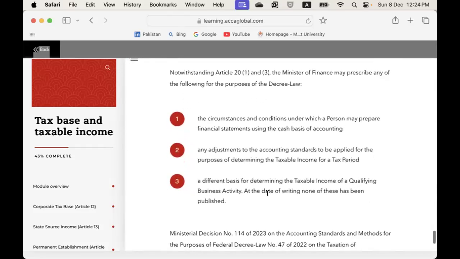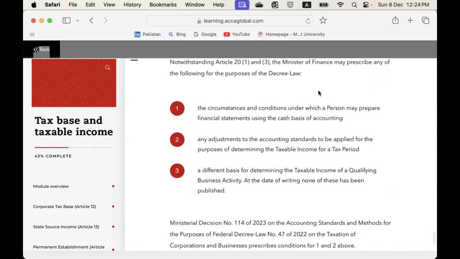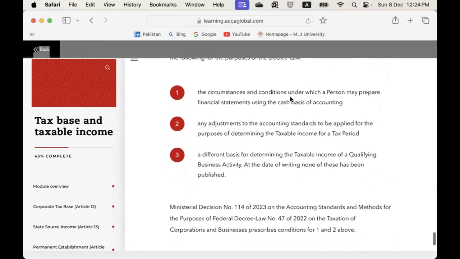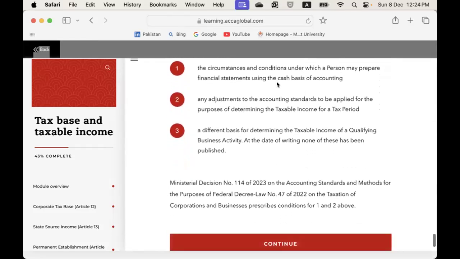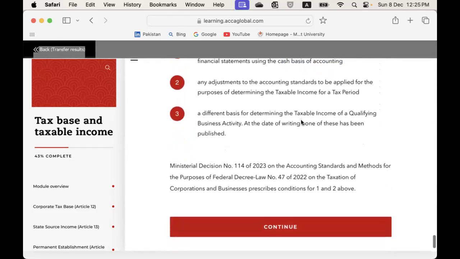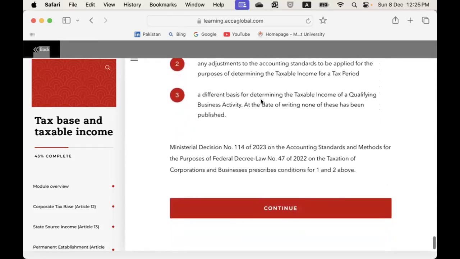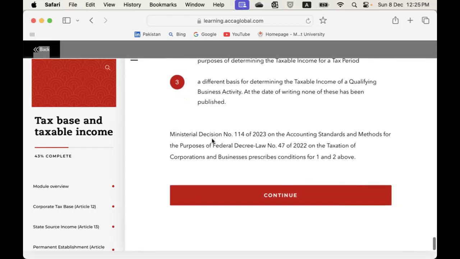Another rule comes in. The Minister of Finance may prescribe circumstances and conditions in which a person may prepare financial statements using cash basis accounting. So that's a very rare scenario. Also, any adjustments to the accounting standards to be applied for determining taxable income, or a different basis for determining taxable income of a qualifying business activity. So there is this ministerial decision number 114, which addresses accounting standards and methods basically.